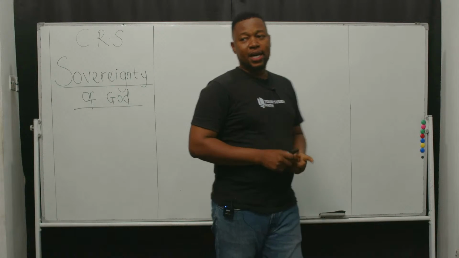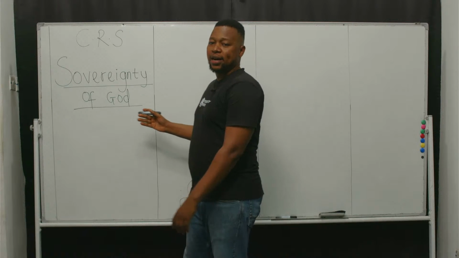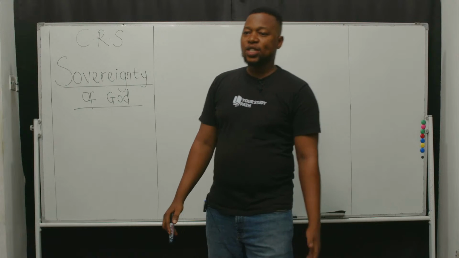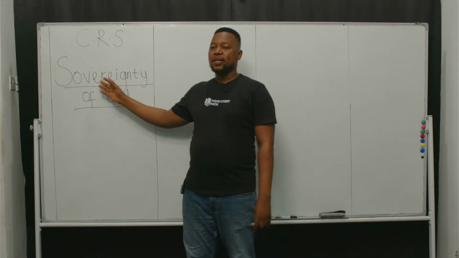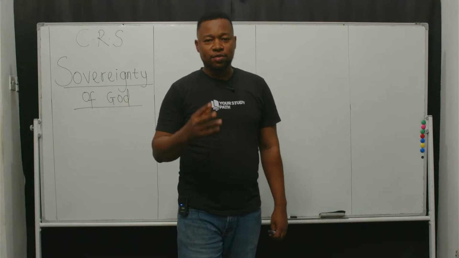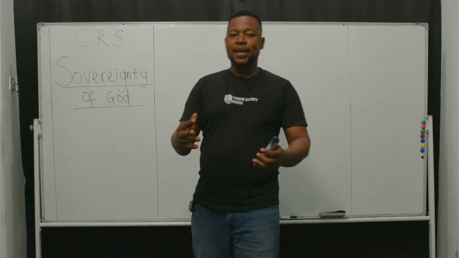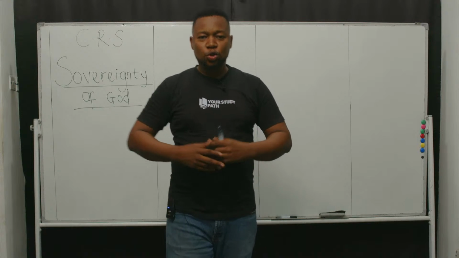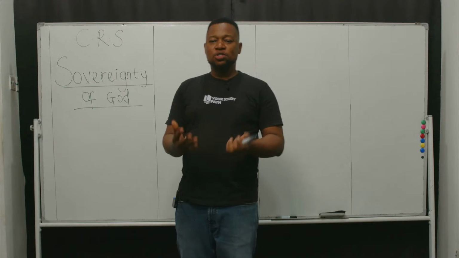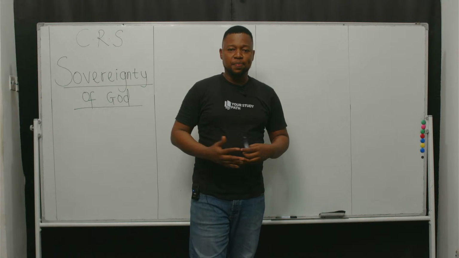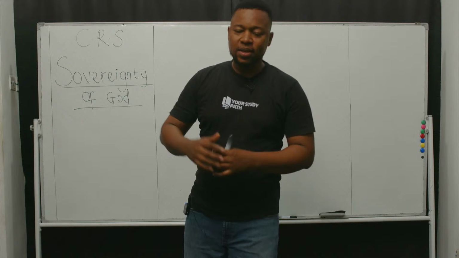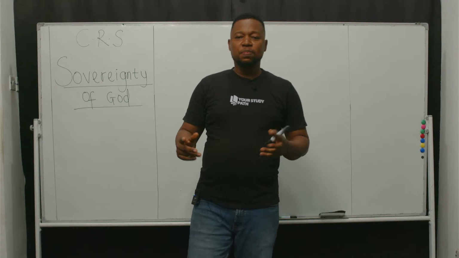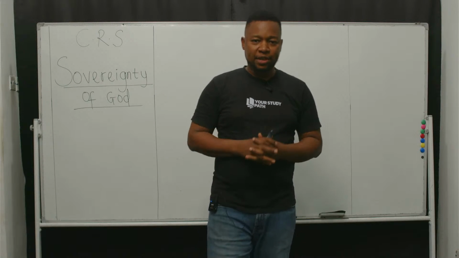Now, in our class today, we'll be looking at the sovereignty of God. Under this topic, we want to look at the meaning of sovereignty of God. What do you understand by the term sovereignty of God? Then we'll also be looking at two ways that God demonstrated his supreme power. What are the two ways? One, in the creation story, and the second one, God being the controller of the universe.